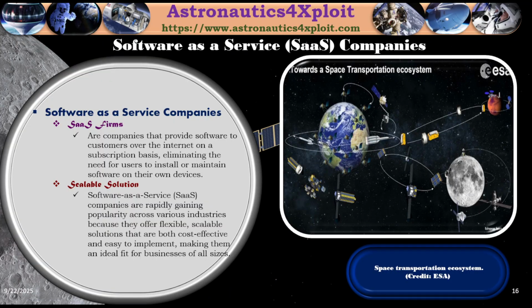Software as a service companies. Software as a service firms are companies which provide software to customers over the internet on a subscription basis, thereby eliminating the need for users to install or maintain software on their own devices. Scalable solution. Software as a service companies are rapidly gaining popularity across various industries because they offer flexible, scalable solutions that are both cost-effective and easy to implement, making them an ideal fit for businesses of all sizes. Space transportation ecosystem as a service is illustrated in this picture.